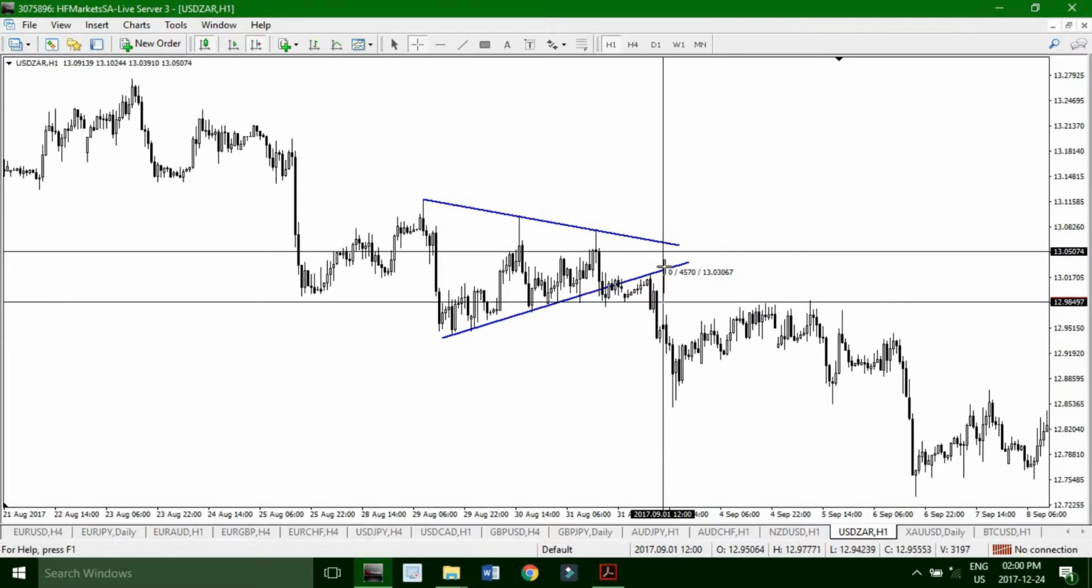So yeah, guys, with the USD ZAR, since ZAR is a minor currency compared to the US dollar, we're gonna have 5,000 as our stop loss. We'll be looking at placing our stop loss over here and targeting 10,000 points, which is right at this level.